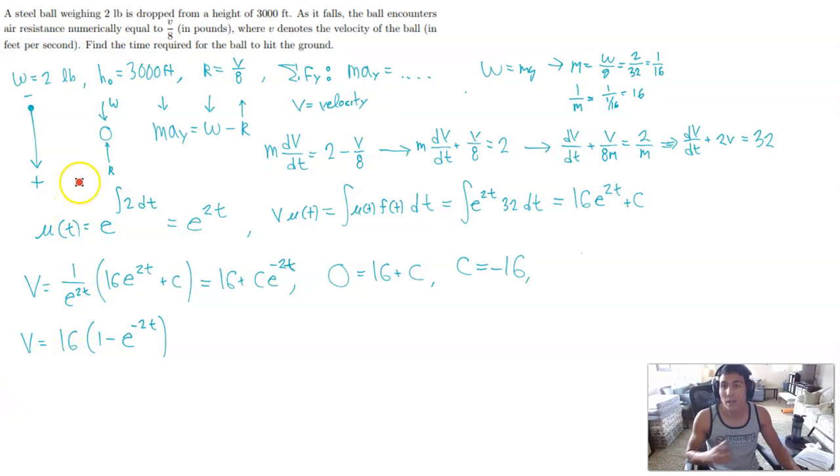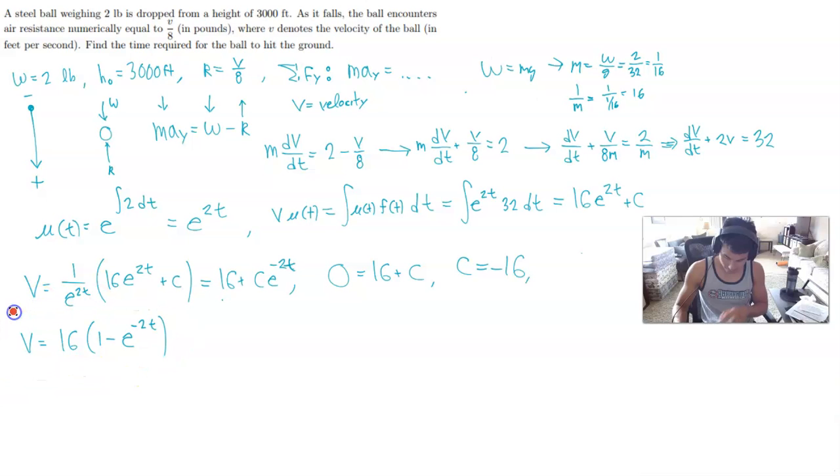Now, again, you want to find the time it takes for it to hit the ground. Does this tell you the time it takes to hit the ground? No, it doesn't. It just tells you how fast you're going to be going. So what we need to do here is we need to use this. We need to know that the velocity is equal to dy/dt.